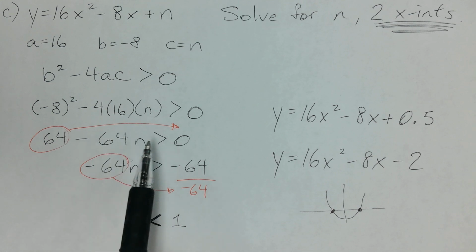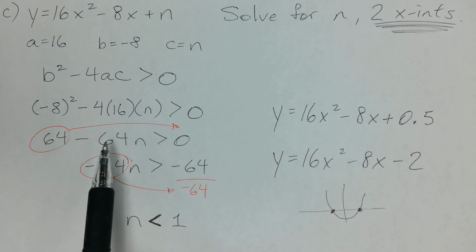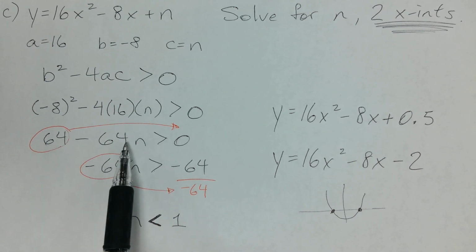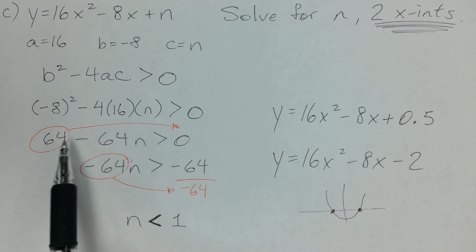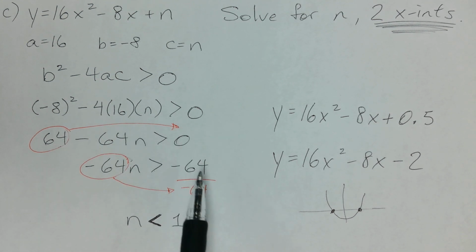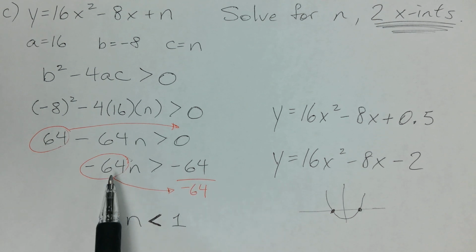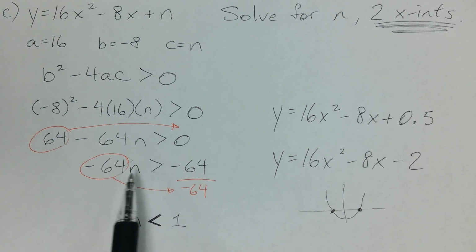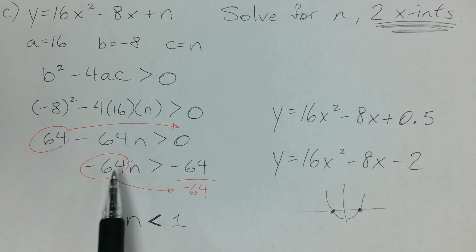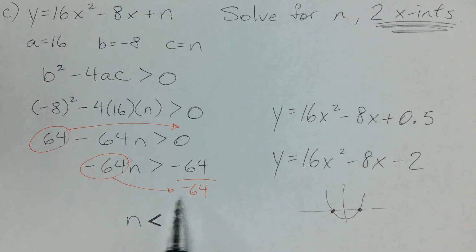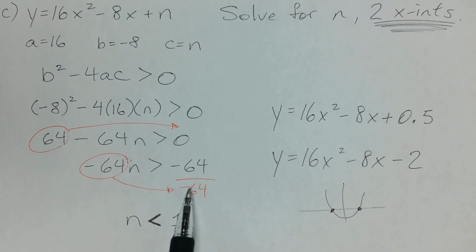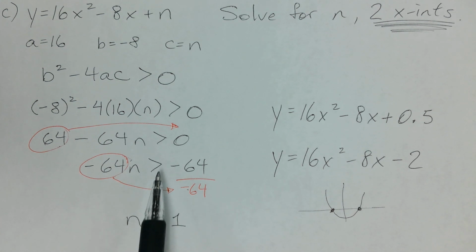Yes, 64 minus 64n. I cannot combine them together because one is a constant, one is a variable term. So I have to move that 64 over, and it becomes negative 64. And then to isolate n, I have to divide, since negative 64 times n, the opposite is divide. But whenever I divide by a negative number, I have to change the direction of the sign, so greater than becomes less than.